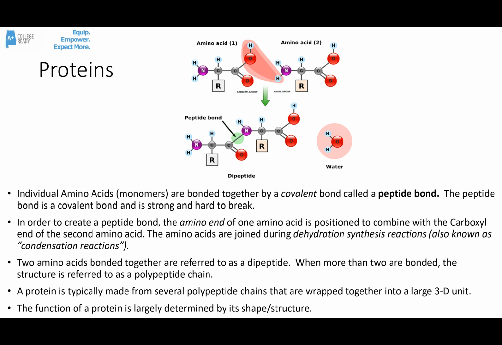Individual amino acids get bonded together by a covalent bond during a condensation or dehydration synthesis reaction. When we're talking about proteins, that bond is called a peptide bond. It's very strong, it's hard to break. In order to create that peptide bond, the amino end of one amino acid, which we see here, is joined to the carboxyl end of the adjoining amino acid. We see that here. So the bond forms between those two.